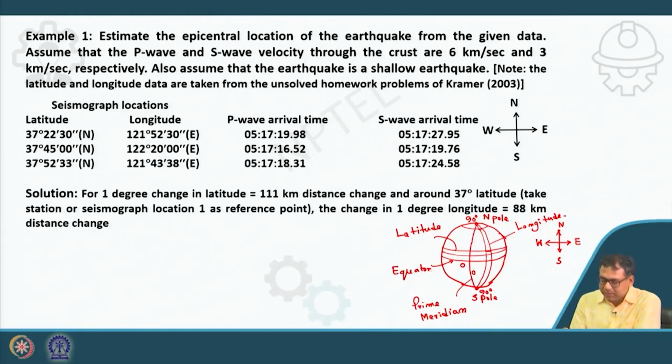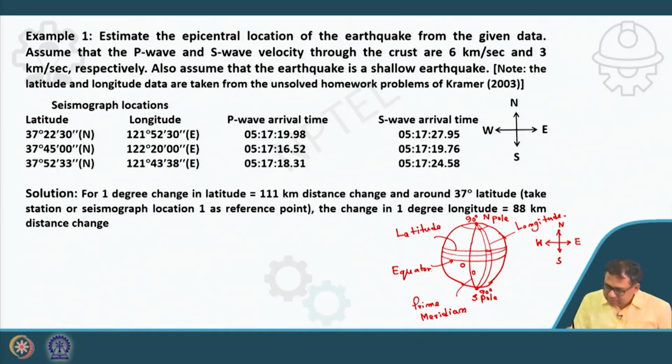So at the equator it will be again 111 kilometers for a change of 1 degree, but at the North Pole and South Pole it is 0. In our case, if you look at the latitude position, our latitude is 37 degrees, though there are some minutes and seconds, so approximately consider it 37 degrees. It is toward the north, so 37 degrees will be around here.